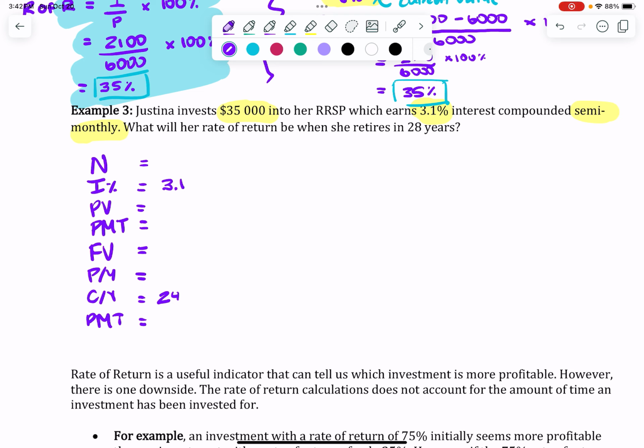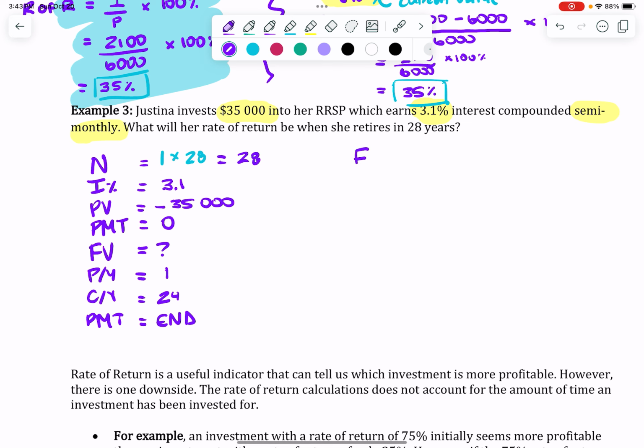Now, I know that my PV is $35,000. It's negative because it's an investment. It's leaving her money, her wallet, and going into her account. I don't have any repeated payments, so PMT is 0. P per Y is 1 by default. I'm looking for FV. PMT is set to end by default. And N. N is equal to 1 times 28, which is, of course, 28.